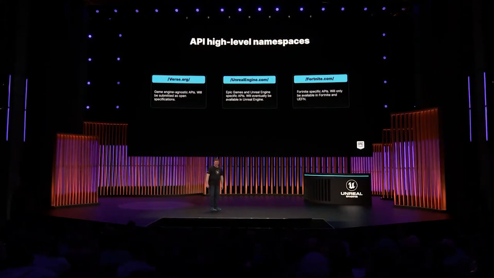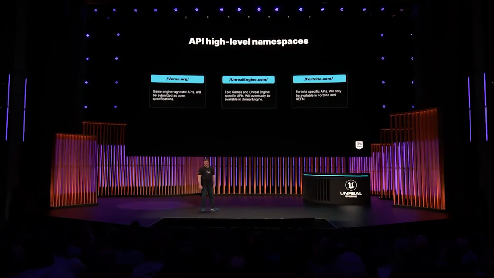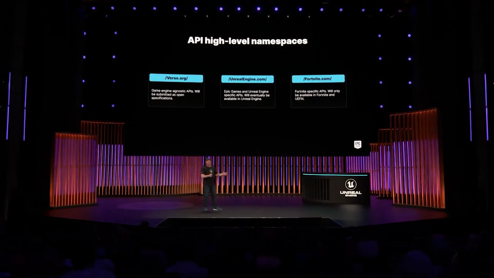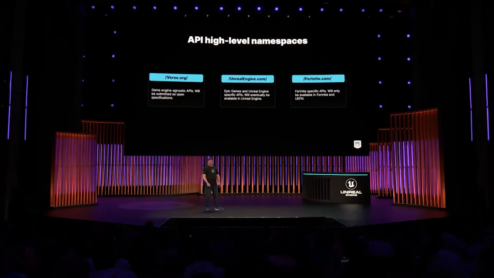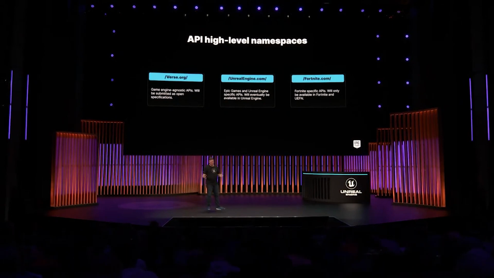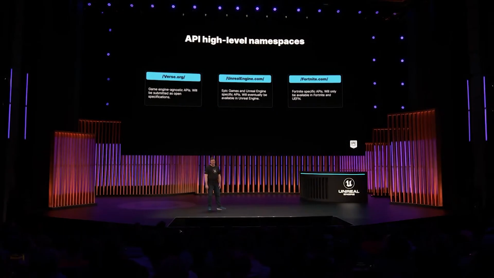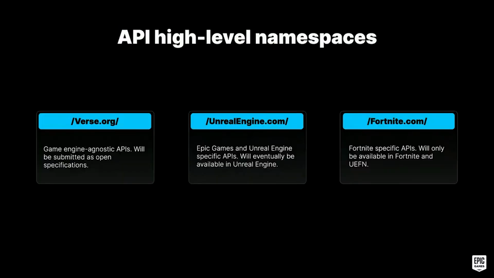So at a high level, we divided the Verse API into 3 namespaces. There's verse.org, which contains the game-agnostic APIs that we will submit as part of open specs. There's unrealengine.com, which contains the spatial math, UI, those types of things which are very specific to the Unreal Engine. And then there's Fortnite.com, which is the APIs that are largely specific to how Fortnite wants to do certain things like vehicles or characters. And those will largely always be contained inside of Fortnite and UEFN.